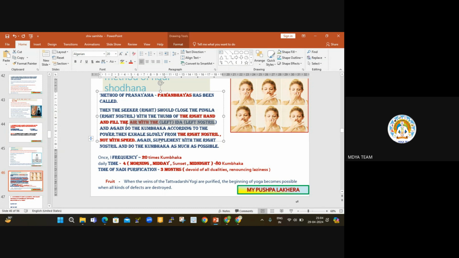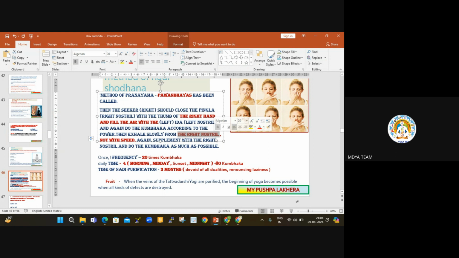Then again you do the kumbhak. It is stated that you have to hold the breath after breathing. So do the kumbhak, then slowly breathe out through the right nostril. Okay, so don't speed up. This practice should not be followed in a sped-up way. You have to do it very slowly. You have to take the breath through the left nostril.